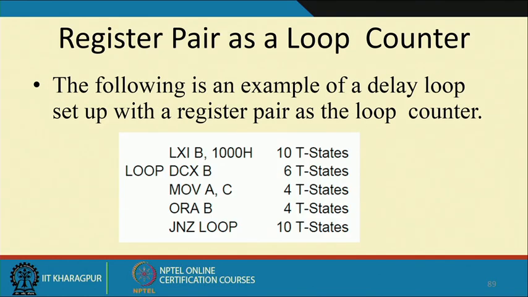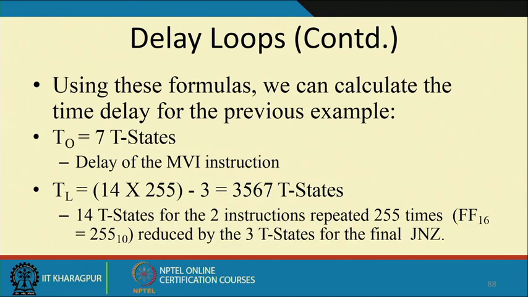Now, once this is calculated, you can find out the time needed. The total T that is required is 7 plus 3567, that is 3574 T states. Now, if you know the frequency of operation of the processor, you can calculate what will be the total time corresponding to this value. So, this way we can calculate the time delays that are introduced by the delay loops.